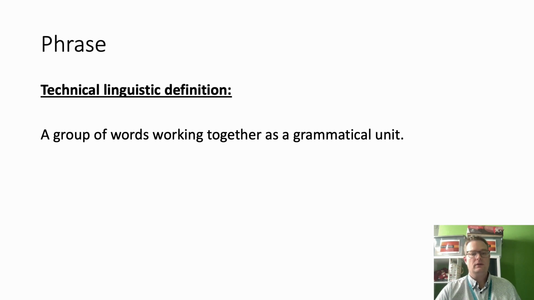Phrase is what you call a group of words that are working together as a grammatical unit. So you might have 3 or 4 words together that in the sentence are acting as a noun, but actually only one of the words might be a noun. But the whole string of words together, that's the function it's doing.